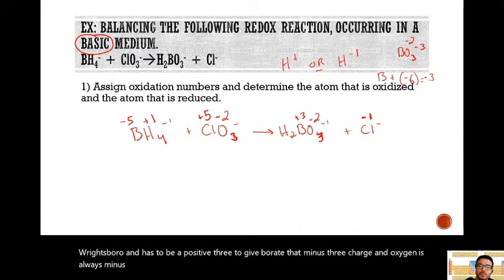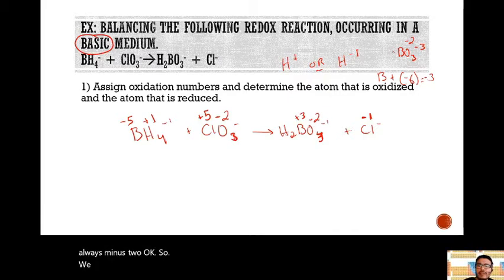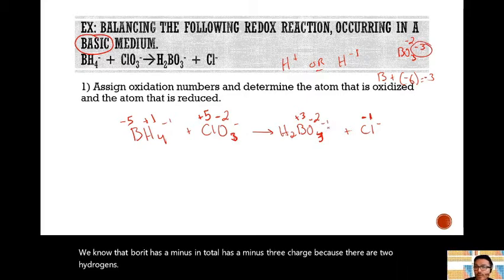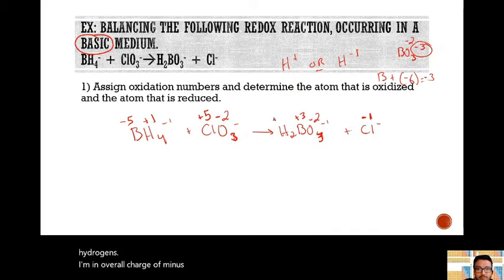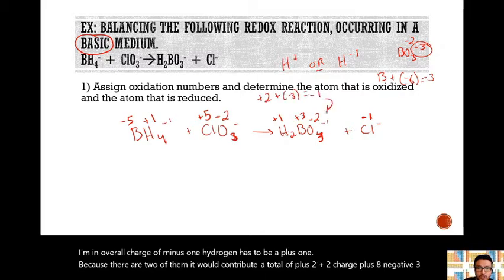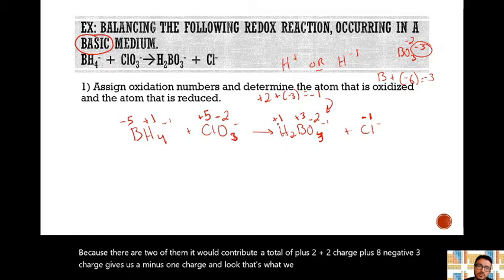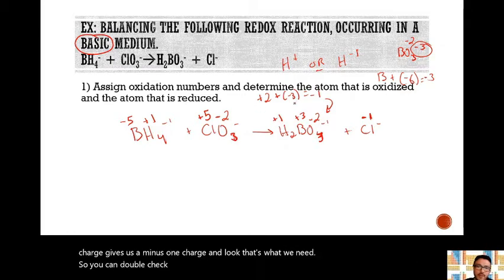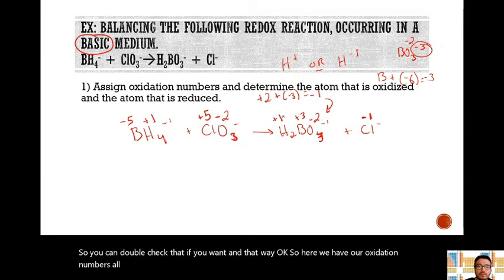Okay, so we know that borate in total has a -3 charge. Because there are 2 hydrogens and an overall charge of -1, hydrogen has to be a +1. Because there are 2 of them, it would contribute a total of +2 charge, plus a -3 charge gives us a -1 charge, and look, that's what we need. So you can double check that if you want in that way. Okay, so here we have our oxidation numbers all assigned, so we're done with our first step.